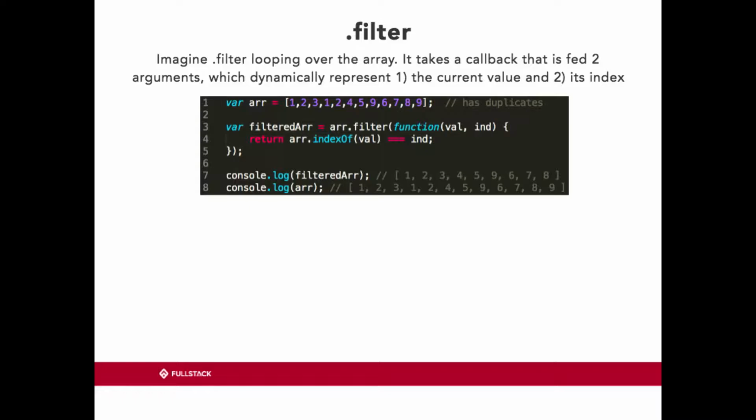And so what this one is doing is saying, okay, I have my value here. Tell me, is the index of this value in my array equal to my current index?